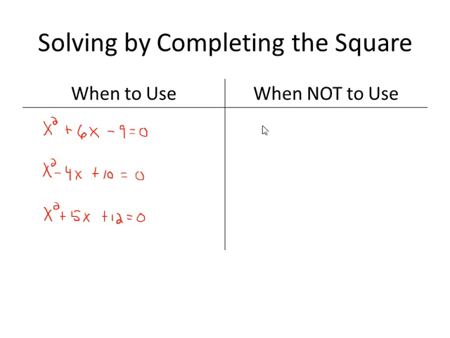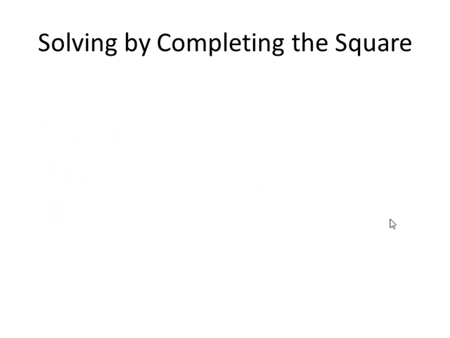If you have an equation where the leading coefficient is not 1, I think you're better off using the quadratic formula here. You could divide everything by 2, but when you divide these by 2, you're introducing fractions, and there's a lot of headaches that go with this. I think the quadratic formula is definitely safer in this instance. So let's go ahead and take a look at the steps.